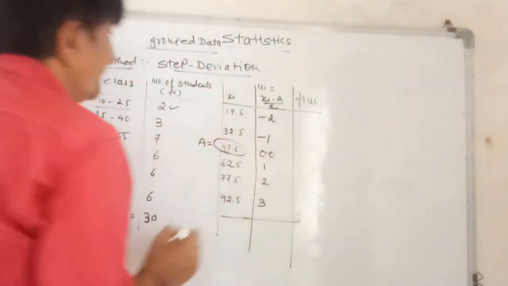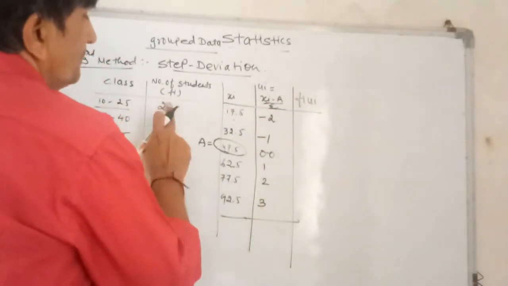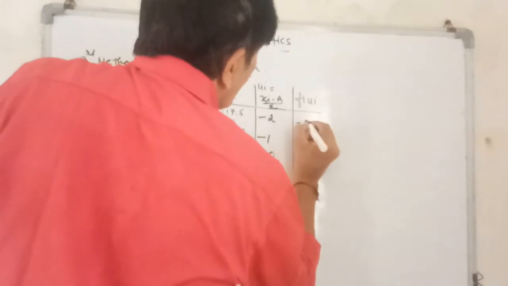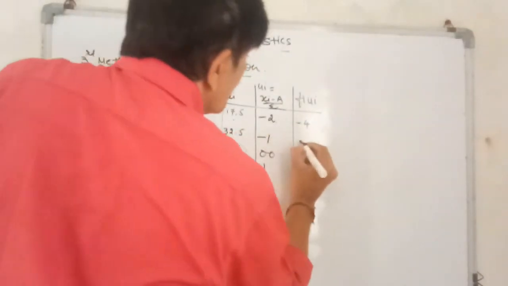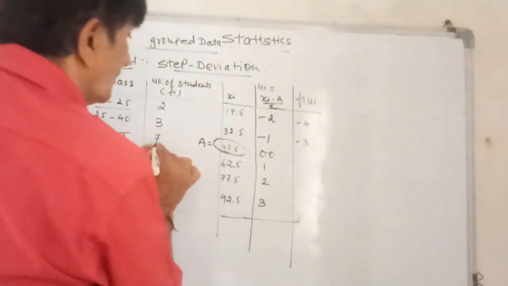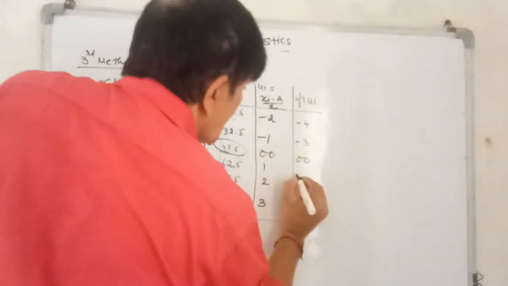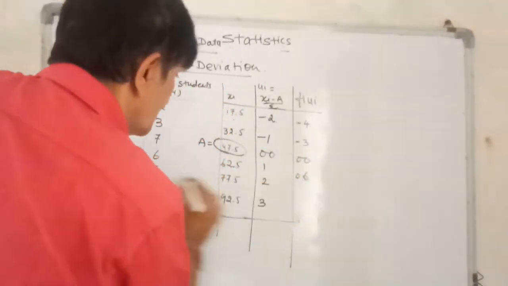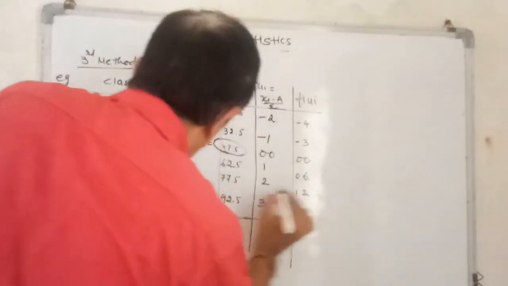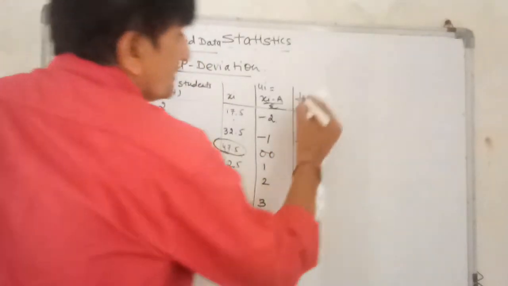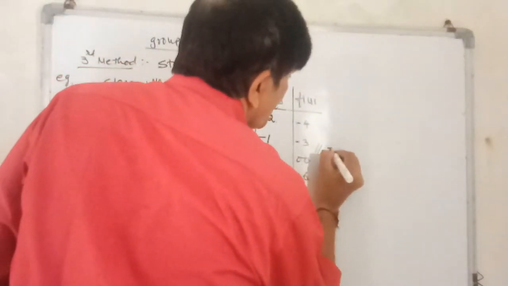Sigma FiUi. Okay, so now this calculation will be shorter. 2 2s are 4. 3 1s are 3. 7 0s are 0. 6 1s are 6. 6 2s are 12. 6 3s are 18. Okay. Just 4 plus 3, it is 7.